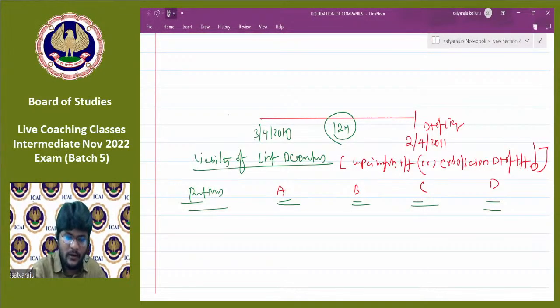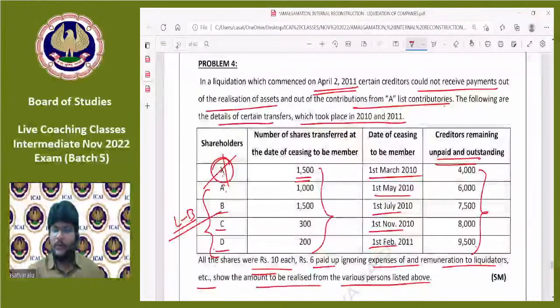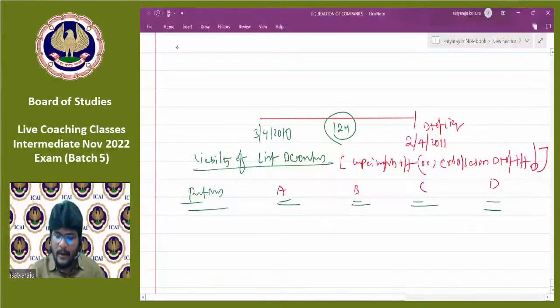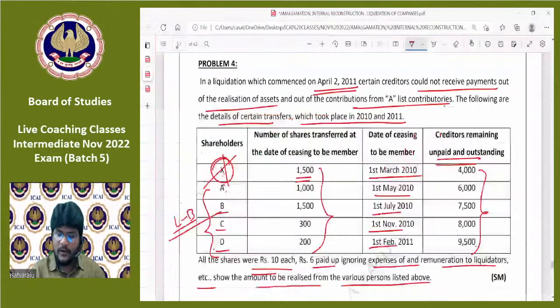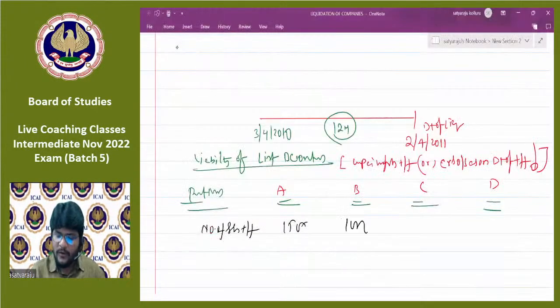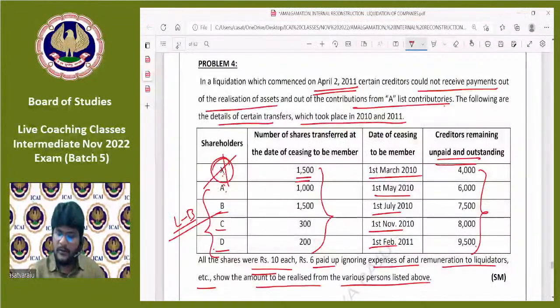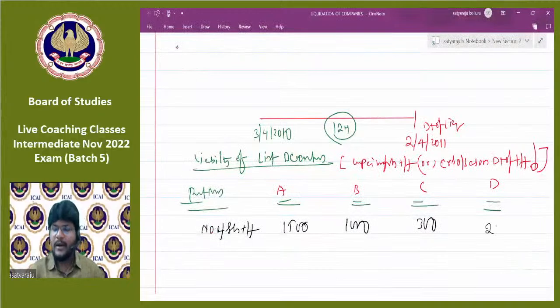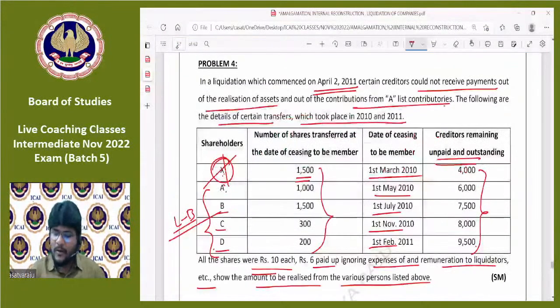We know that. Now, the first and foremost question I am asking you: number of shares transferred by each and every list B contributory. A 1500 shares transferred, B 1000 shares transferred, C 300, D 200. Am I right, guys? These are the number of shares transferred. Face value, can you please tell me, all of you? Face value how much? 10. Paid up value how much? 6 rupees.